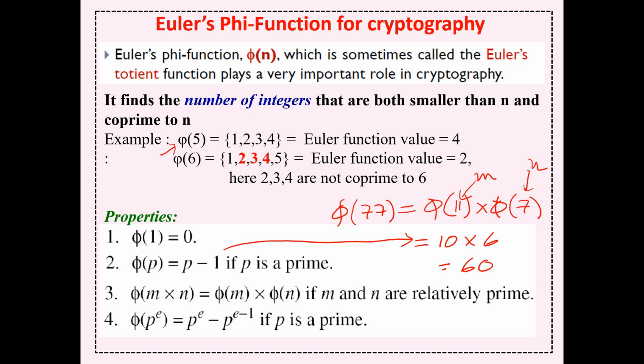Now, phi 11 falls under the second rule. If p is a prime, then we can write it as p minus 1. So 11 minus 1 is 10 and 7 minus 1 is 6. So the total 60 will be, so even if the set is 1 to 77, there will be 60 such elements which will be co-prime to 77 and will be less than 77 itself. Understood? So that's the third rule being applied.